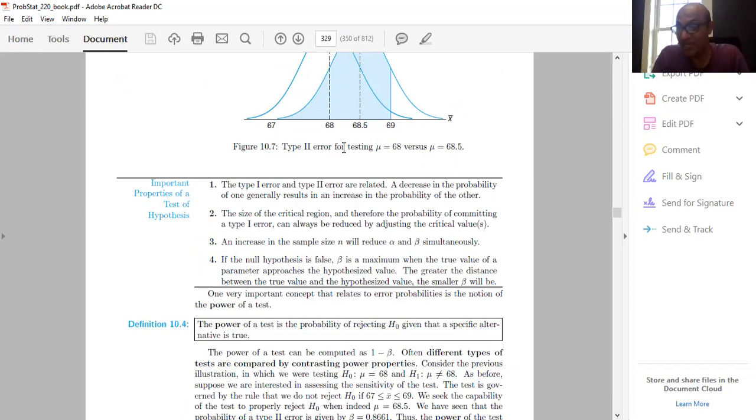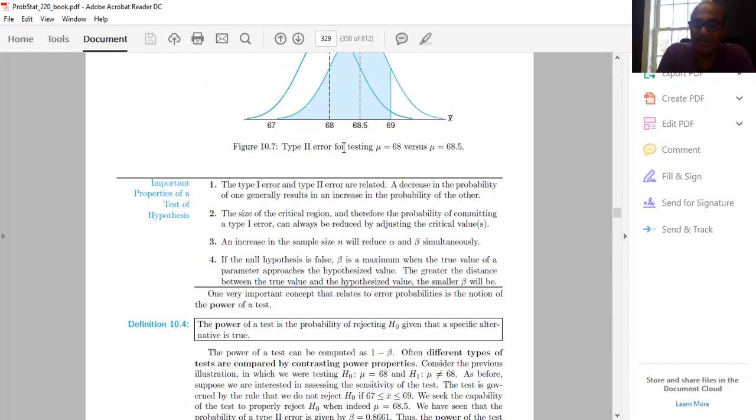Because by increasing the sample size to 64, I change my mean value a little bit larger and smaller both ways, and I got the correct answer. So they are related to each other. A decrease in the probability of one generally results in an increase in the probability of the other.